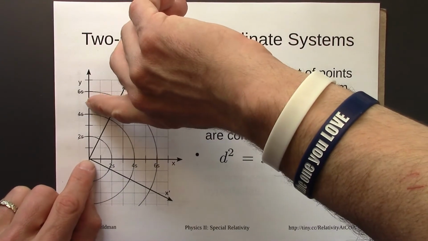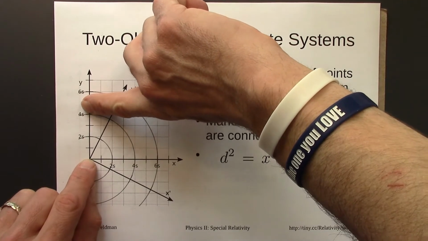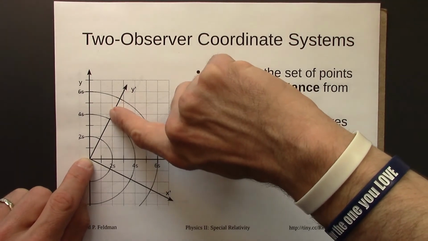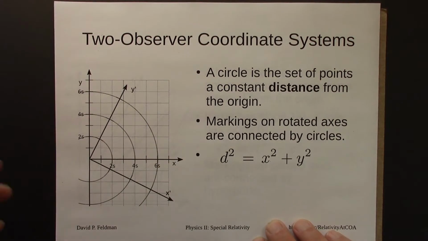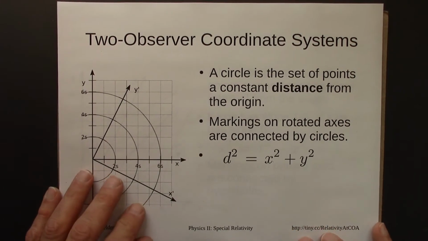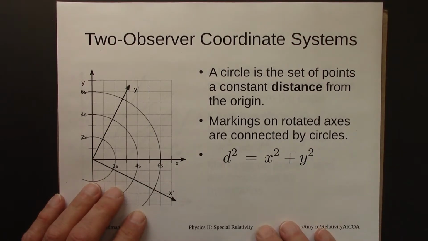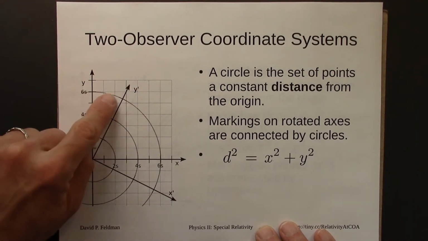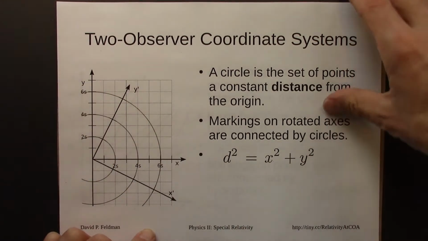So this has a distance of 4. Distance from the origin is 4. On the y prime axis, what's a distance 4 from the origin? That would be here. And the geometry and algebra behind this is the recognition that a circle is the set of all points that's a constant distance from the origin. And so the markings, the calibrations, are connected via circles. And the formula for a circle is this.